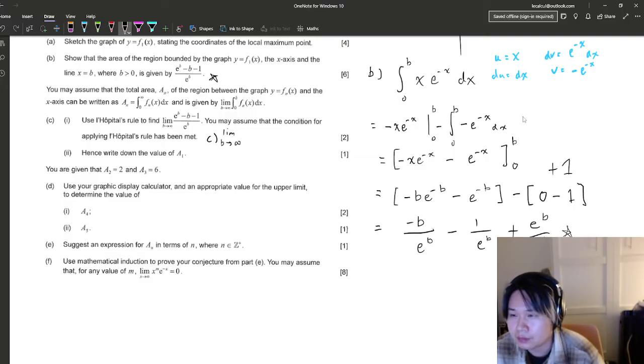Okay, so your variable's b, so this is going to be e to the b minus 1 over e to the b. Okay. Then I'm going to factor out the e to the b. So I'll have 1 times e to the b, and then I'll have 1 minus 1 over e to the b.